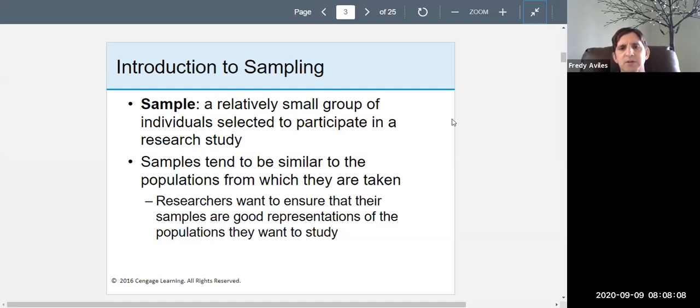Samples tend to be similar to the populations they were taken from. We'll define populations in a moment, but the sample must have some things in common with the population, with the larger group of people who you want to speak to, that you want to generalize to. I'll mention that in a moment as well. I always get ahead of myself. Because the researcher wants to ensure that their samples are good representations of the populations they want to study.